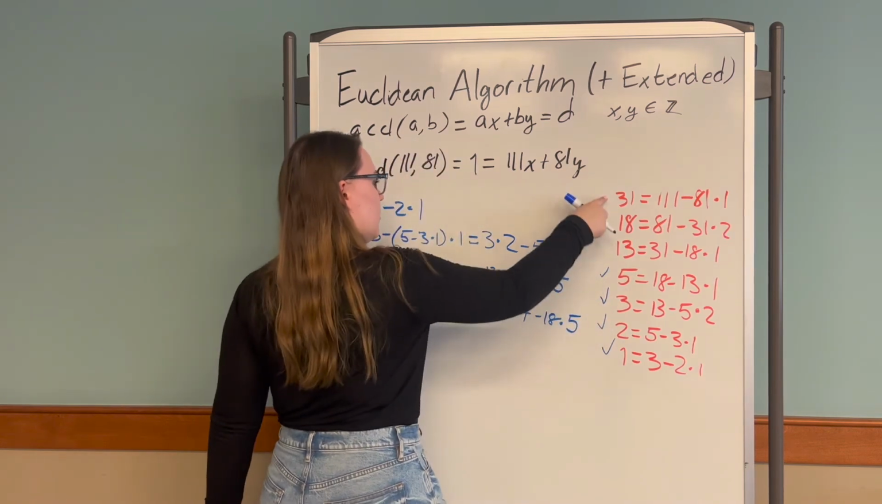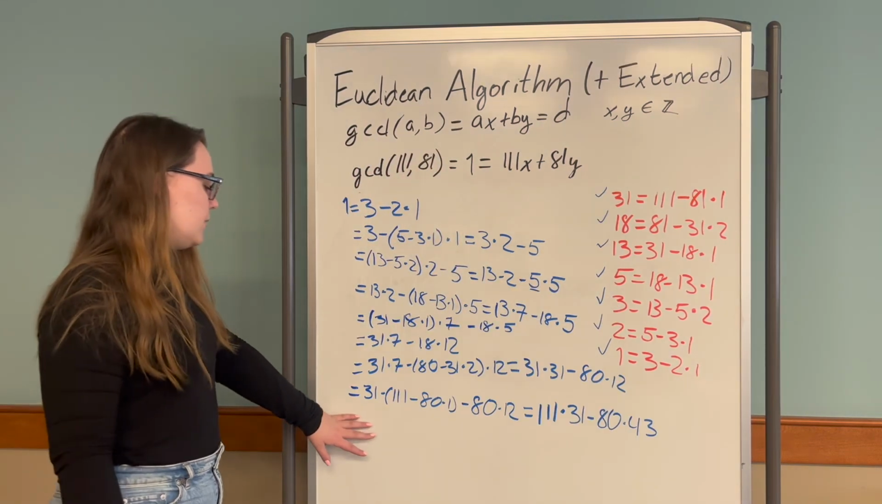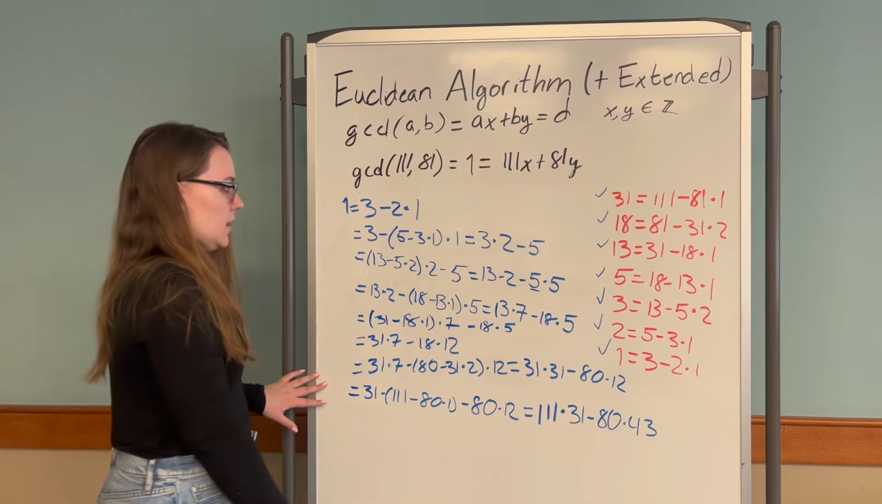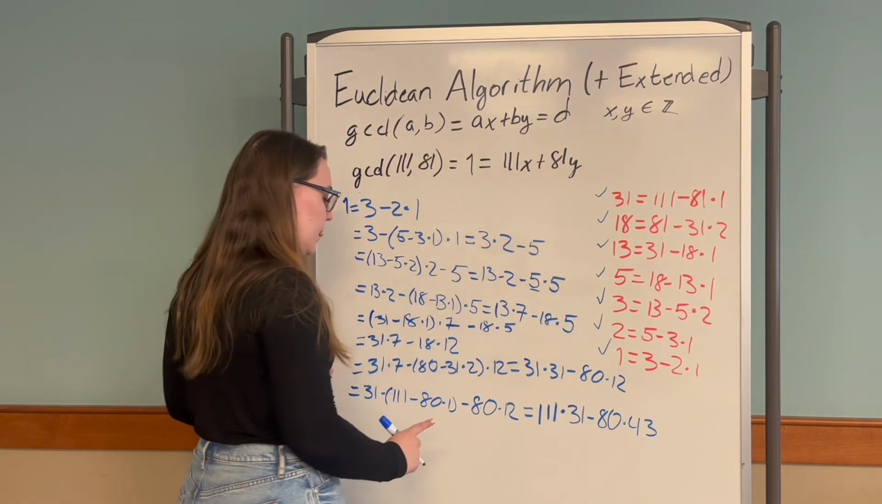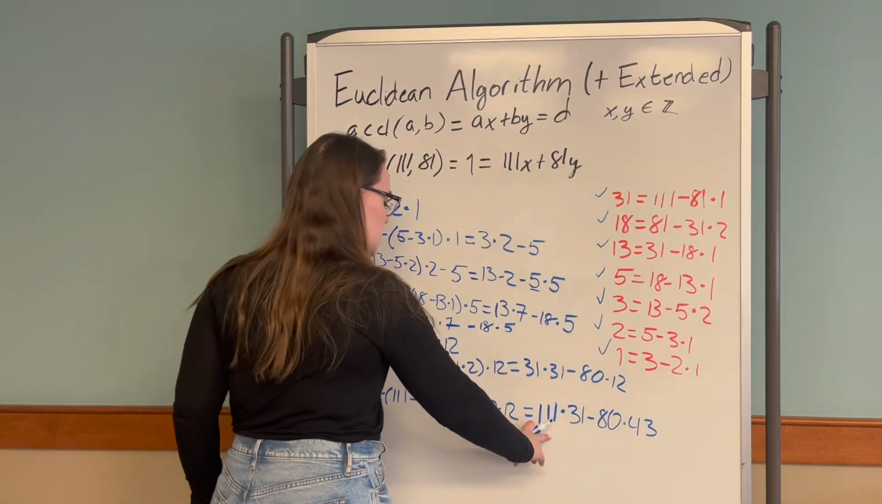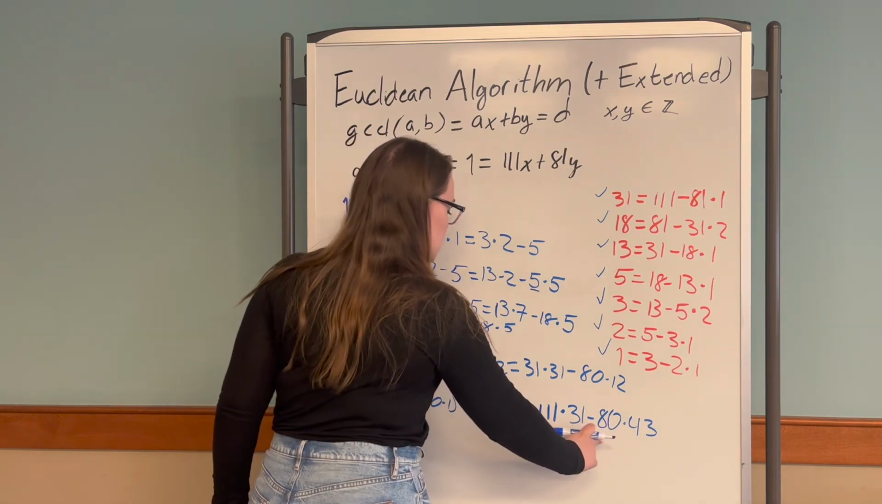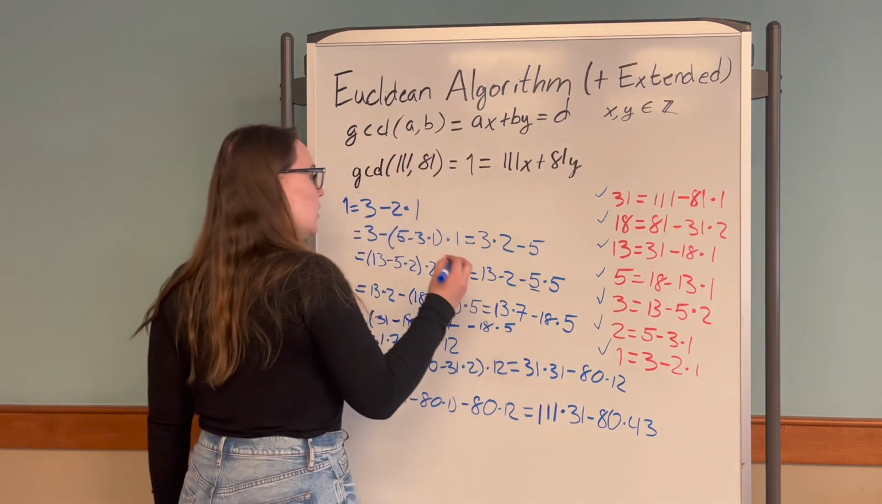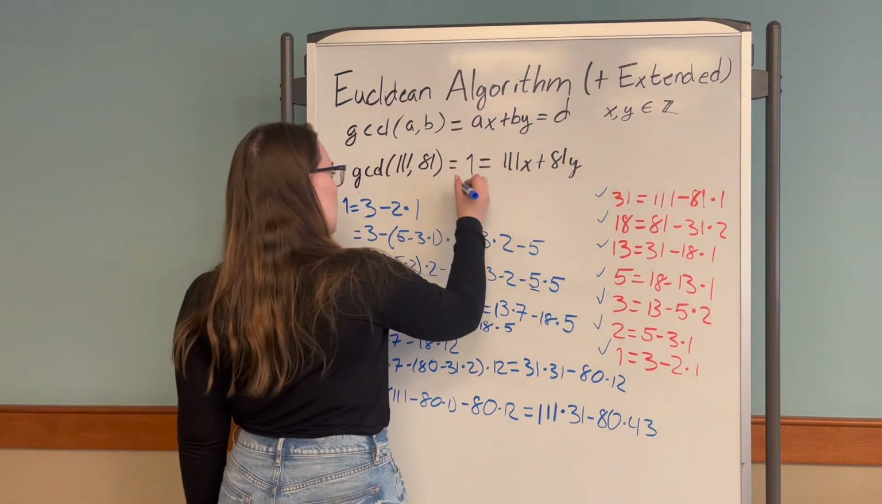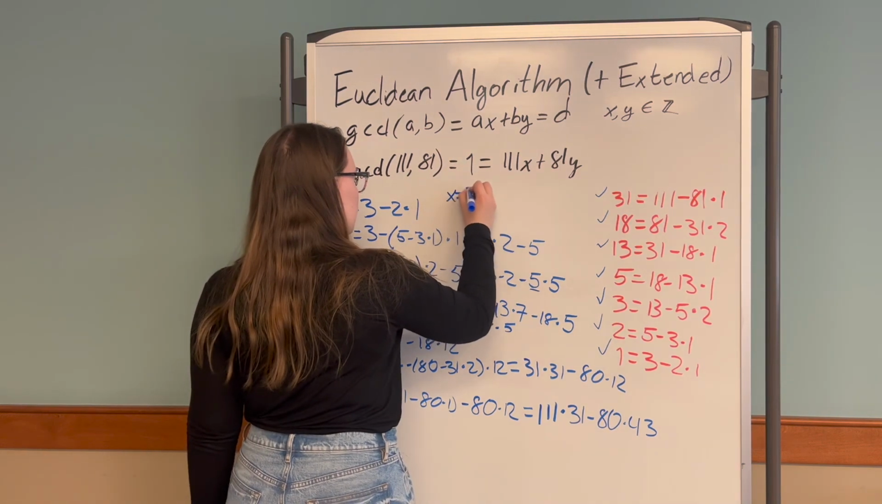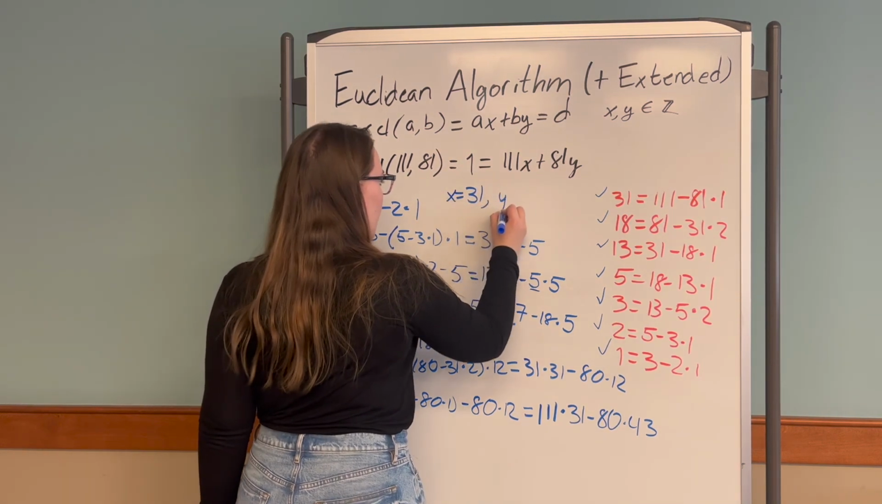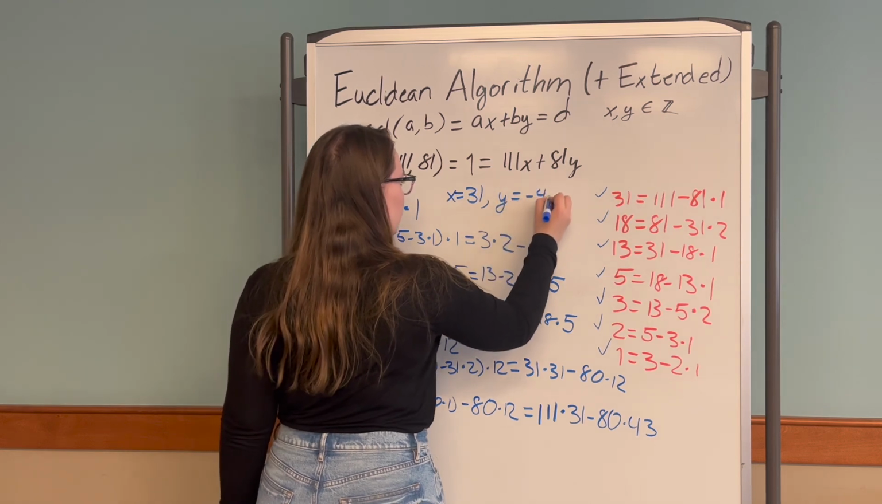And then we're going to keep going all the way back. So then we continue all the way down, working up to the top. We get 111 times 31 minus 80 times 43. Therefore, our x is equal to 31. And our y is equal to negative 43.